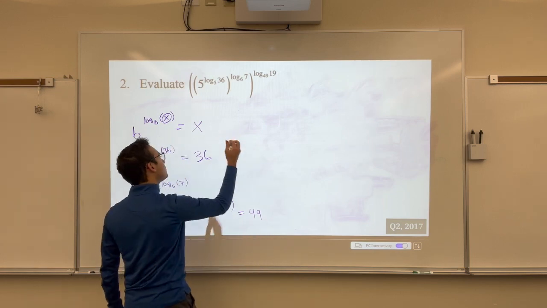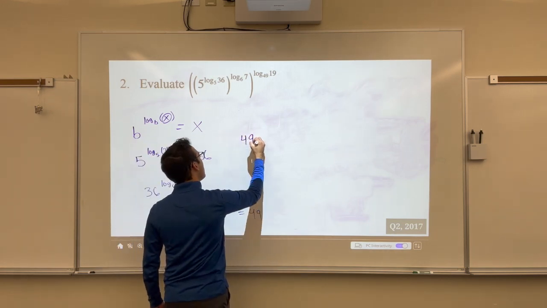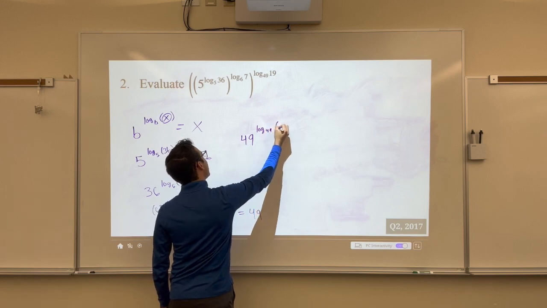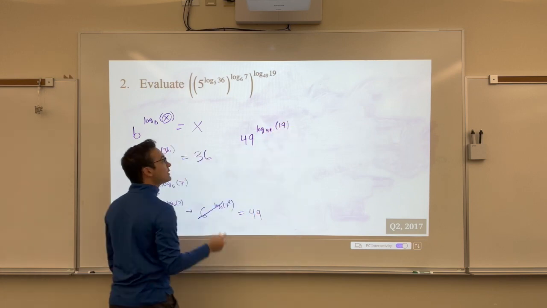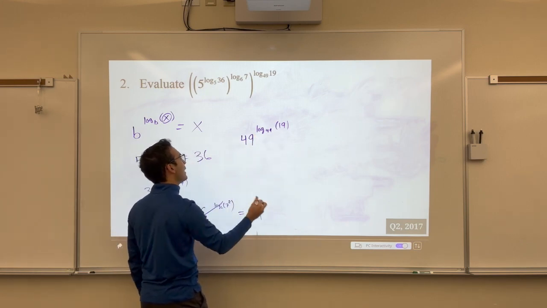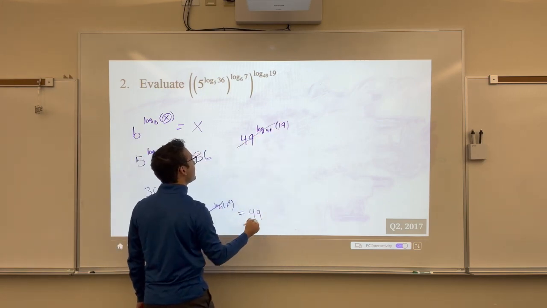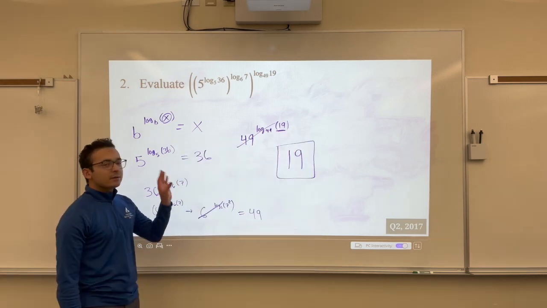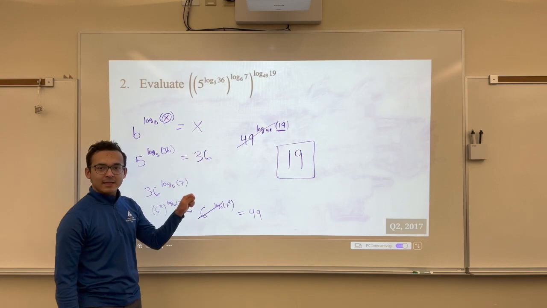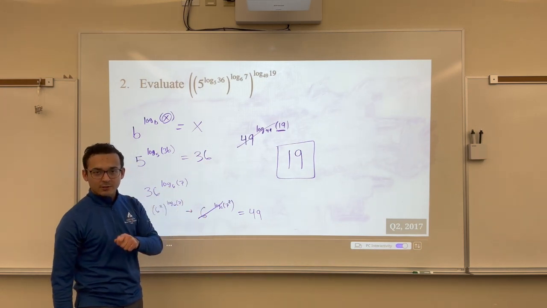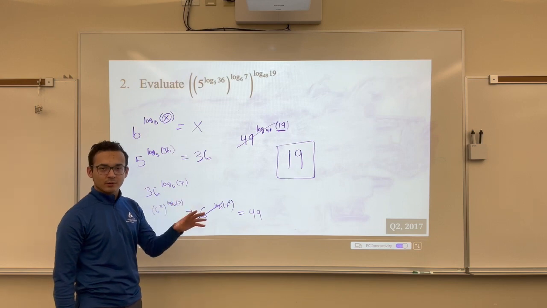So now finally we're left with 49 raised to the log base 49 of 19. And conveniently, that 49 and the log base 49 already cancel out. So those cancel, leaving us with the answer 19. This wasn't too hard of a problem. Again, the key is just to remember that exponential functions and logarithmic functions are inverses of one another.